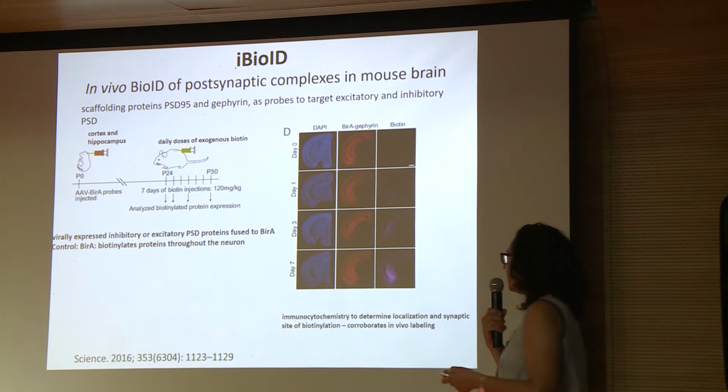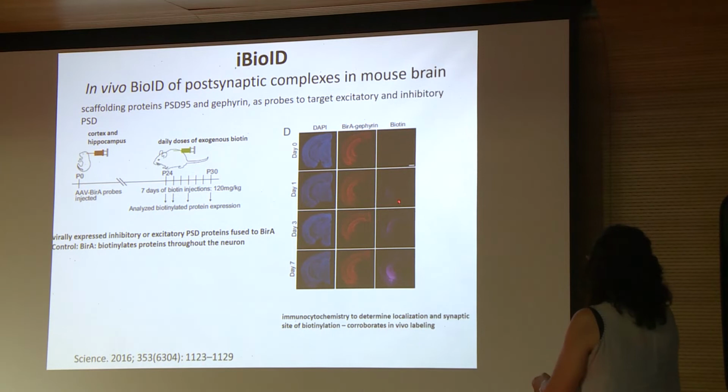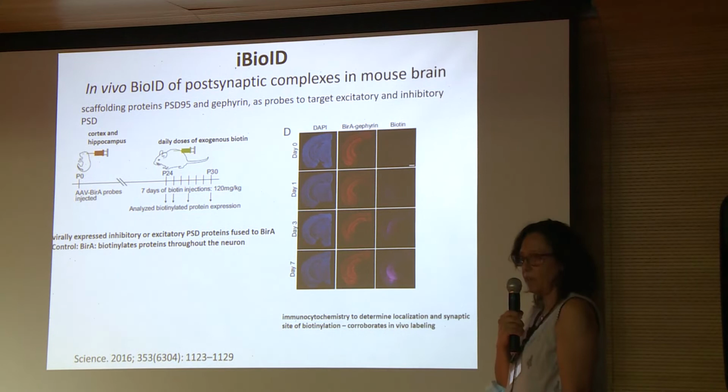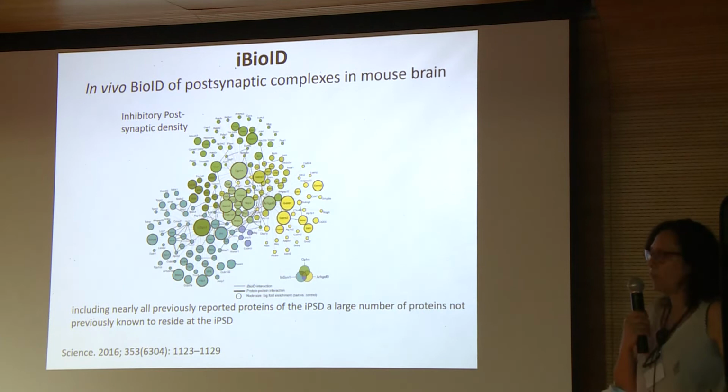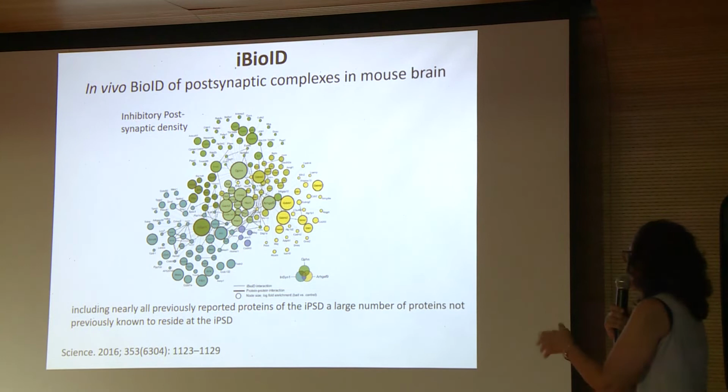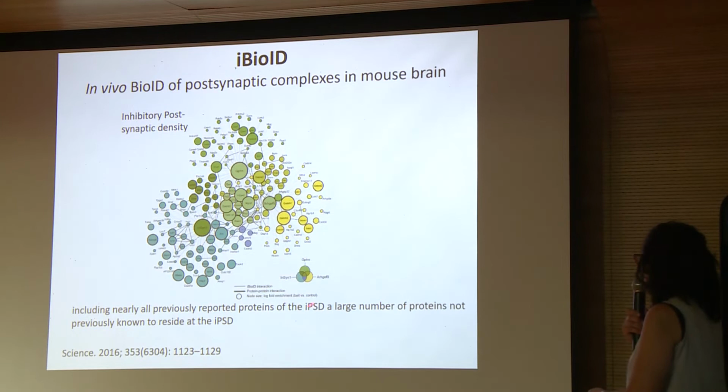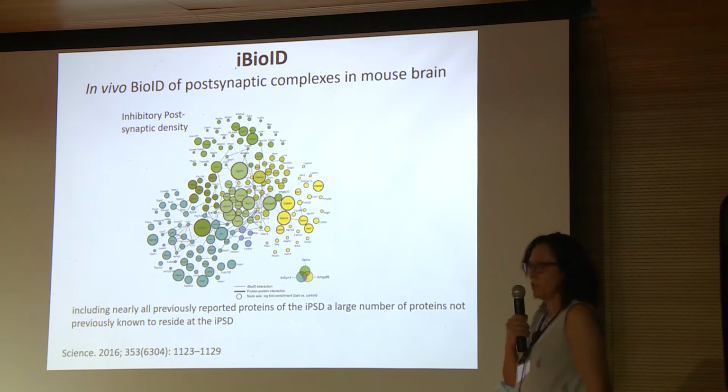And as you can see here, there was no biotin here. After 7 days, when they start adding biotin, they start to see the presence of biotin-related proteins in the different regions of the brain. Using this strategy, they purify the proteins from the different regions dissected from the brain, and they identify new proteins that are part of these inhibitory postsynaptic density regions that were not possible to study or isolate by other means.